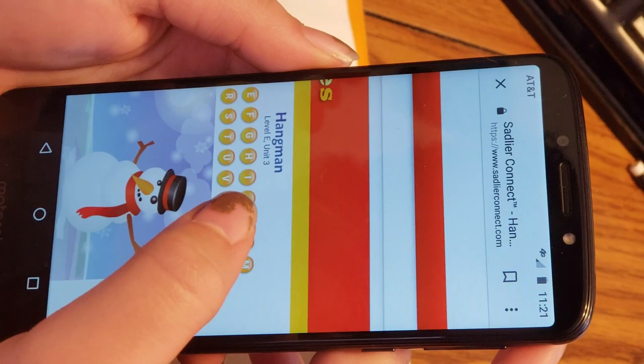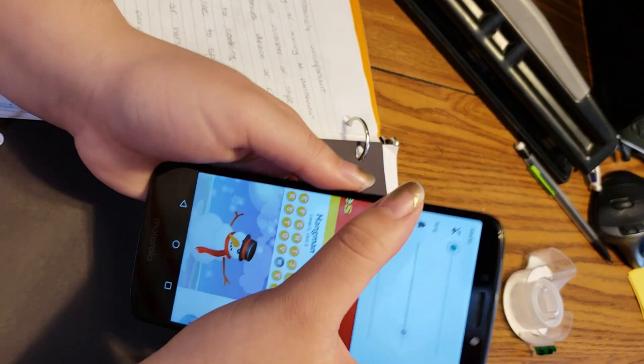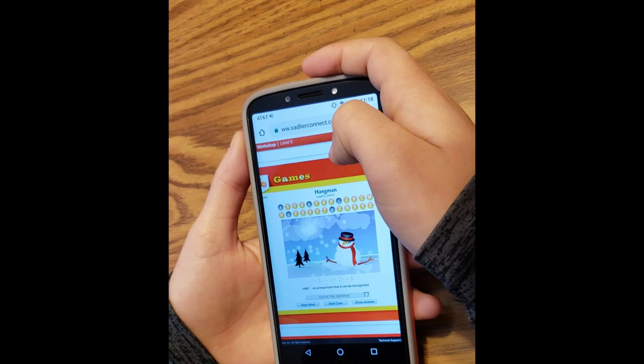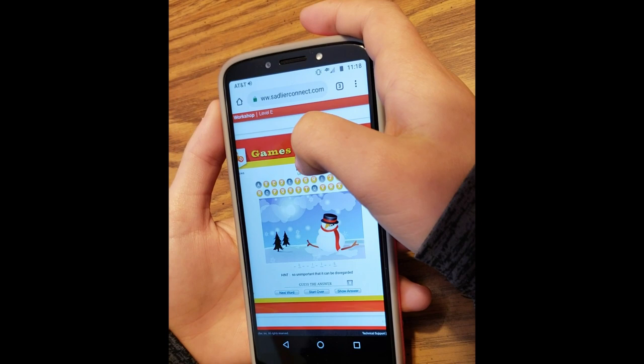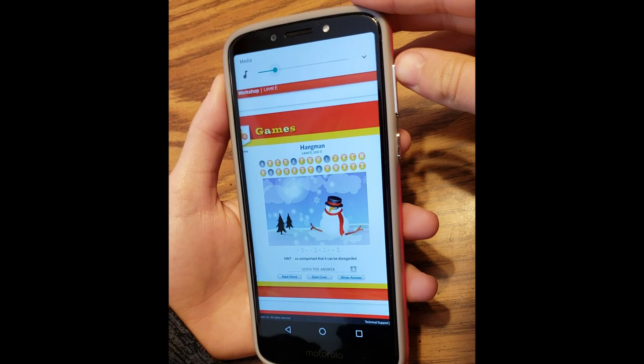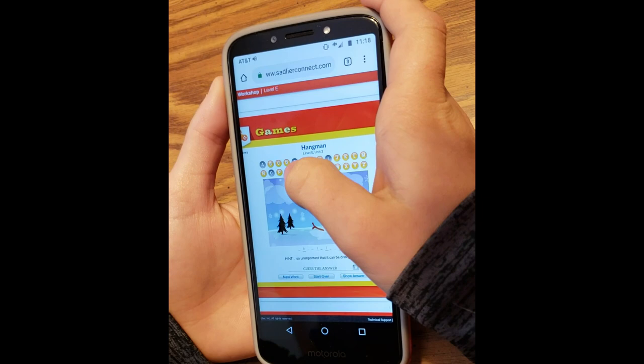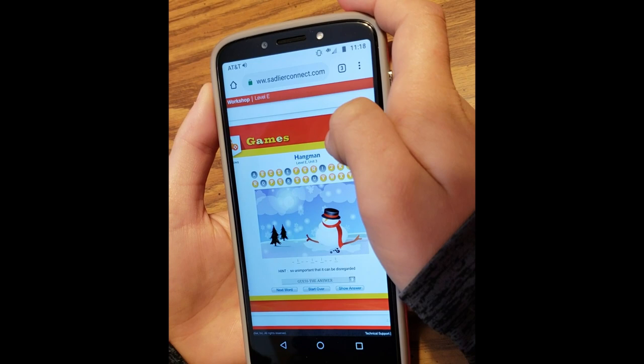That's weird. There's no sound. For their vocabulary words, if they get it wrong, the snowman melts. You should have the sound up. Oh, he's melting.